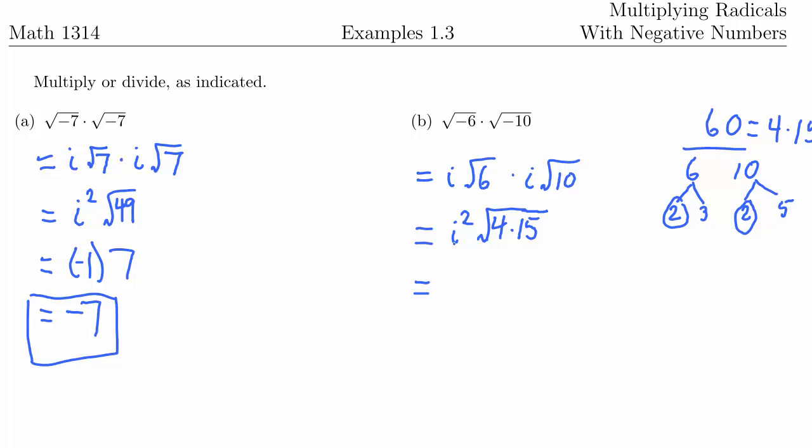Now simplify. i squared is negative 1. The square root of 4 is 2. The square root of 15, because there is no perfect square within there, is still just the square root of 15. Negative 1 times 2 is negative 2, and I still have the square root of 15. This is your answer.